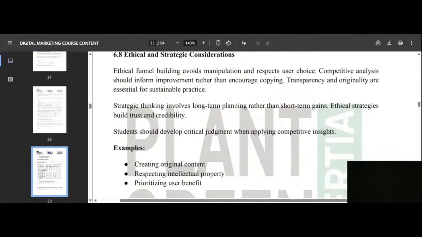So these are the questions you're supposed to ask yourself before you go ahead and implement a digital marketing campaign, because strategy requires prioritization. So prioritize a strategy and then go ahead and implement it.